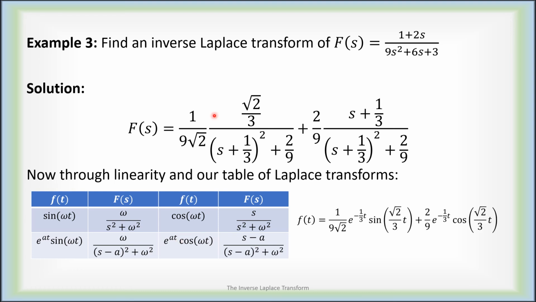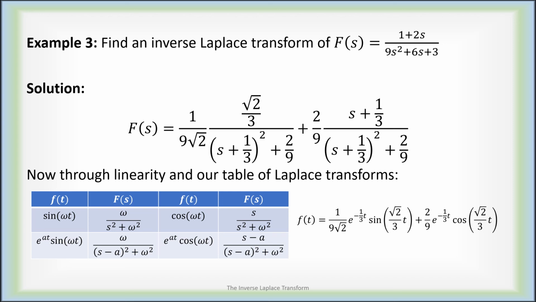So what do we end up with? 1/9 root 2 e to the at sine of omega t. There it is. And in the second term, this 2/9 has factored out e to the at cosine omega t. So here is a function, little f of t, whose Laplace transform would be the rational function we started with. And it may seem like an awful lot of work, but it's really just a bunch of basic algebra steps to make capital F of s look like things that fit the form in a table of Laplace transforms.